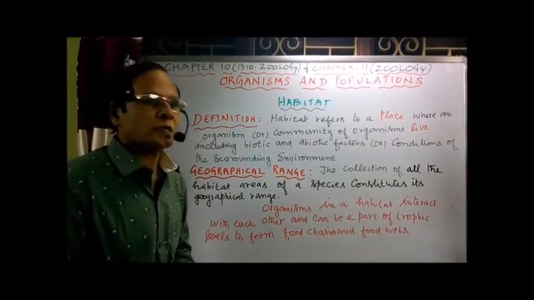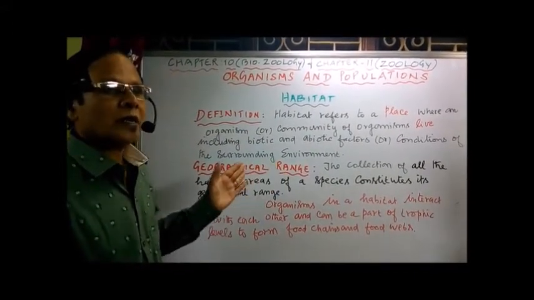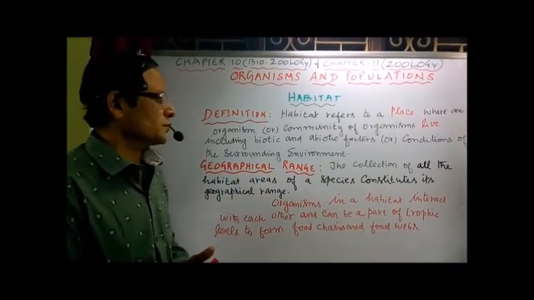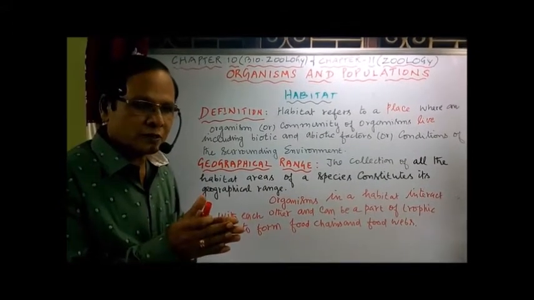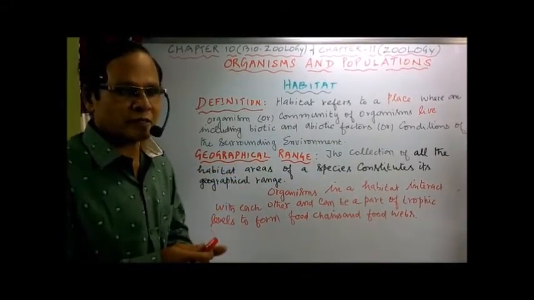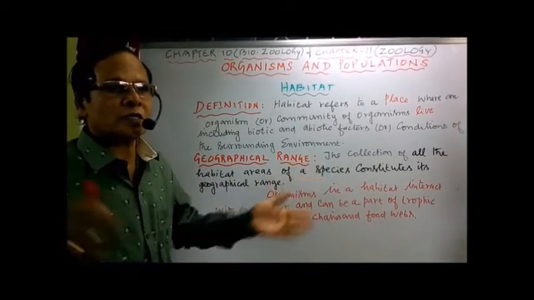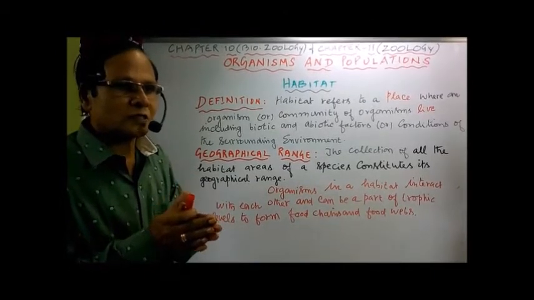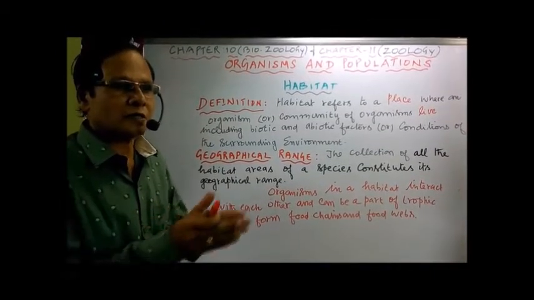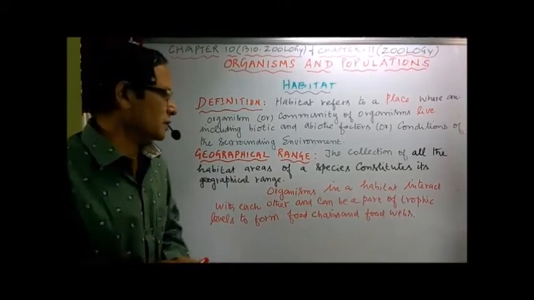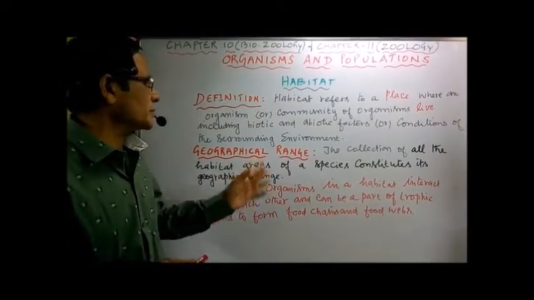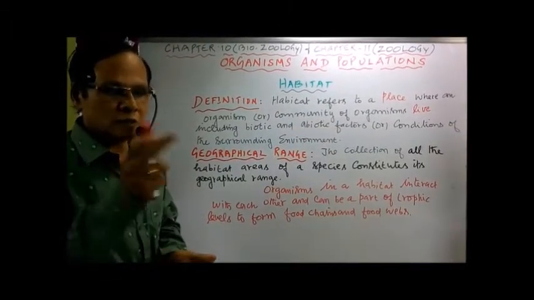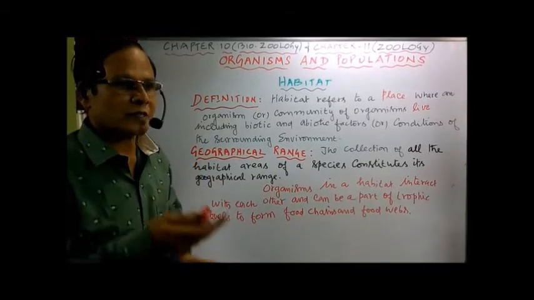Now what is geographical range? A collection of all the habitat areas of a species constitutes its geographical range. Take an example such as Peripatus. It is distributed in different areas of the world discontinuously. All these together are collectively called a geographical range. Where are they found? Either in the Western Ghats or Eastern Ghats or something like that. So it is the collection of all the habitat areas of a species: one species present in different habitats, such as tropical forest, rainforest, etc.